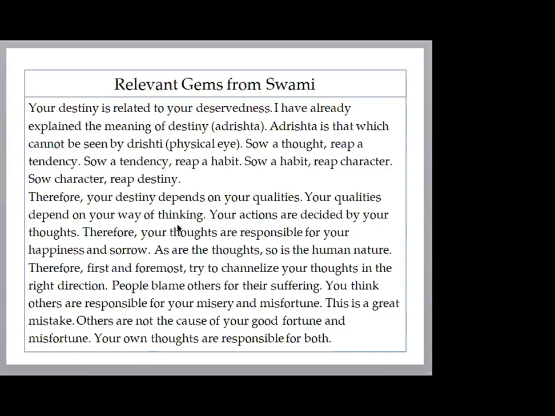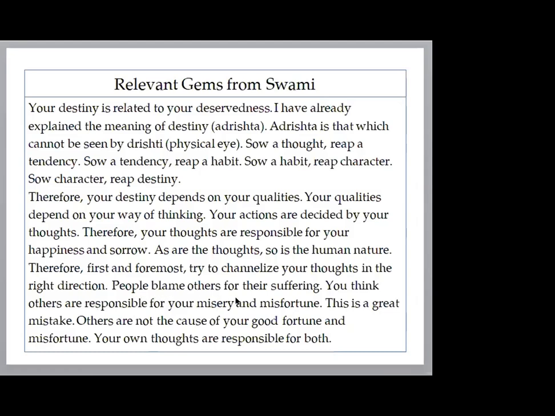Your qualities depend on your way of thinking. Your actions are decided by your thoughts. Therefore, your thoughts are responsible for your happiness and sorrow. As are the thoughts, so is the human nature. Therefore, first and foremost, try to channelize your thoughts in the right direction.